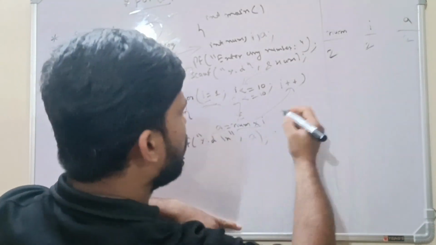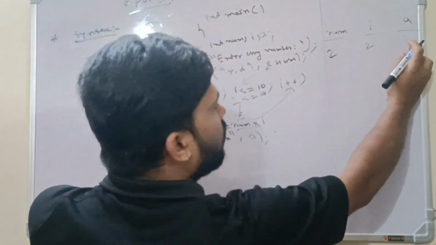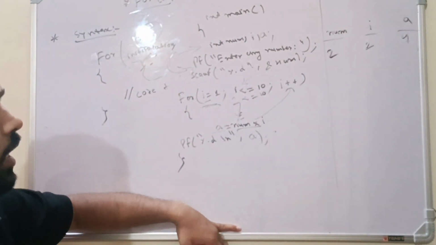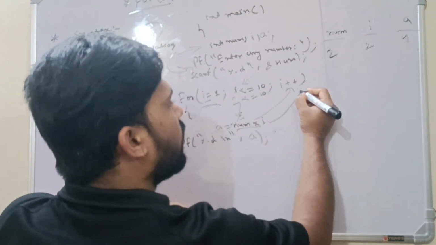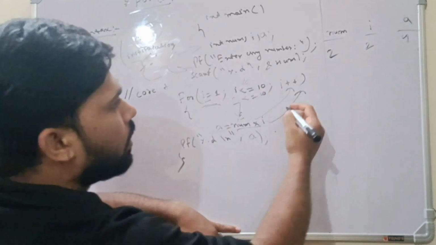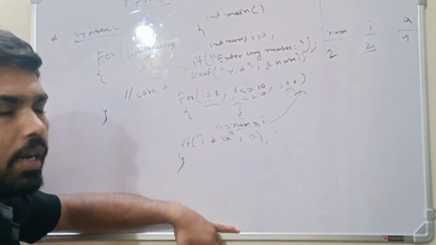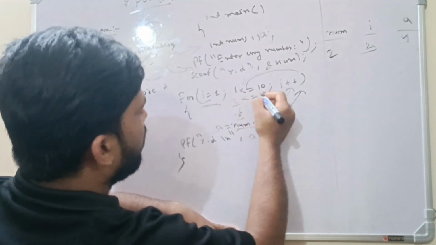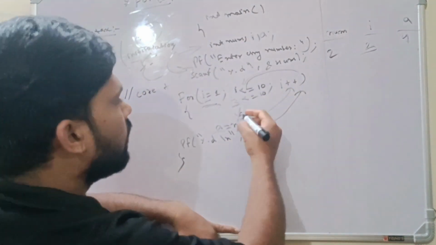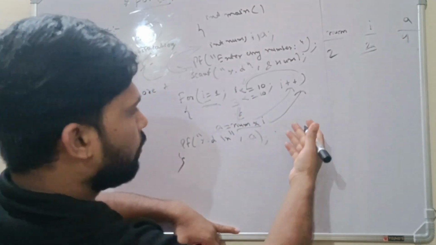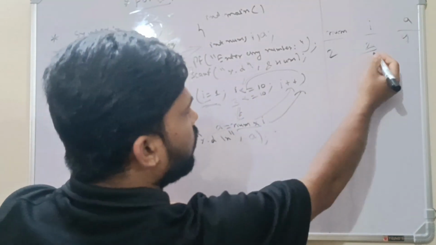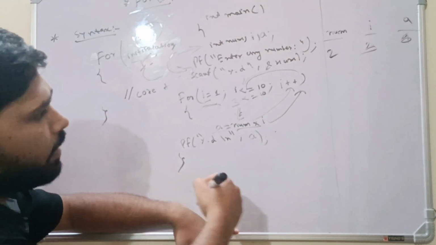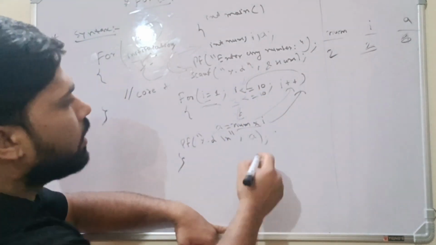Then a equals number into i. So 2 into 2, the output will be 4. Then again the iteration and increment will happen, and i becomes 3. Then again it will check that 3 is less than or equal to 10, yes. Then it will go here, multiplication will happen again: 2 into 3 equals 6. Like that it will do iteration up to how many times? 10 times.